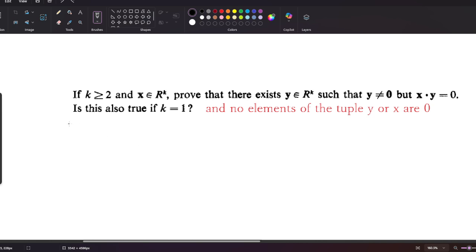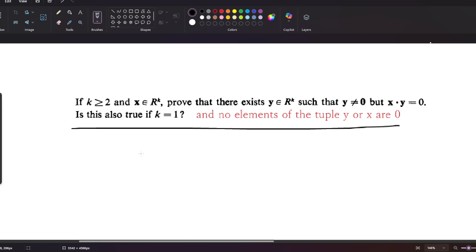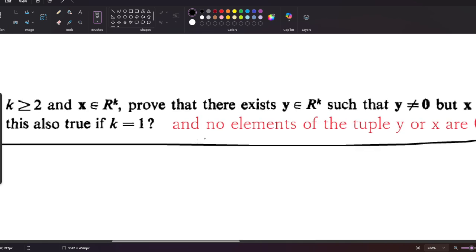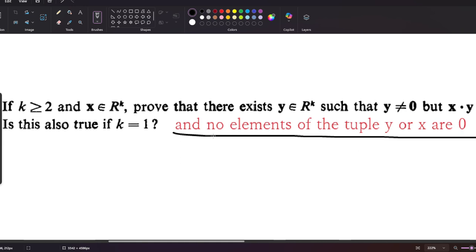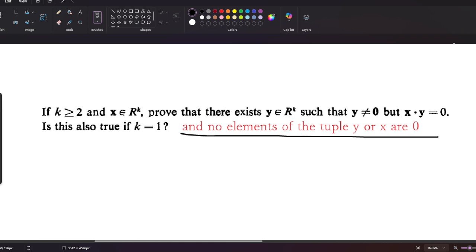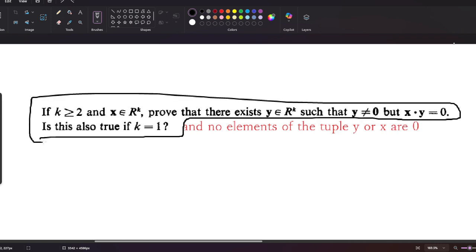Hello. So for today, I took a problem from Rudin's Principles of Mathematical Analysis, and I added a new condition that the elements of the tuple y or x are not 0. That is, well, making the problem a little bit more difficult, so let's review it. Let's begin with the base case, only this part from the textbook.